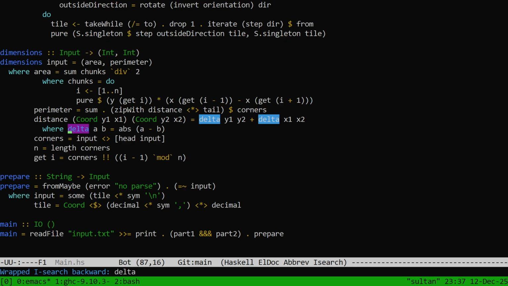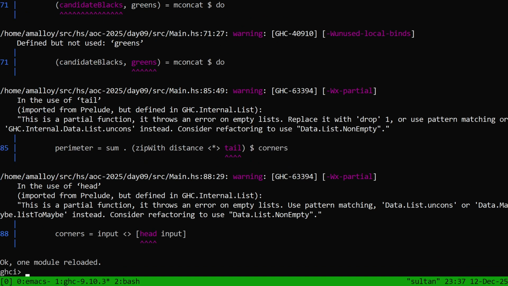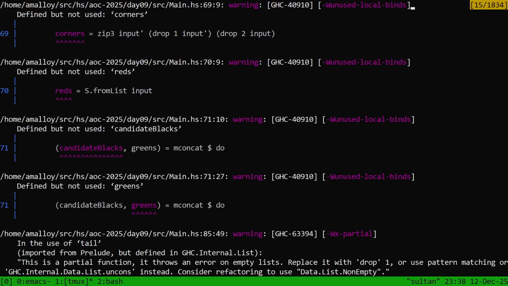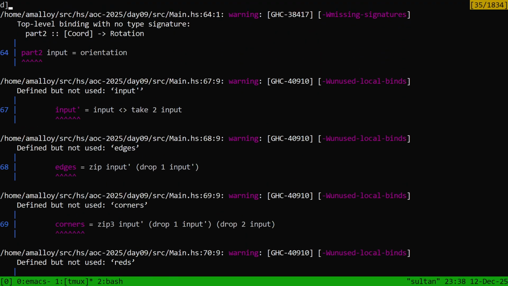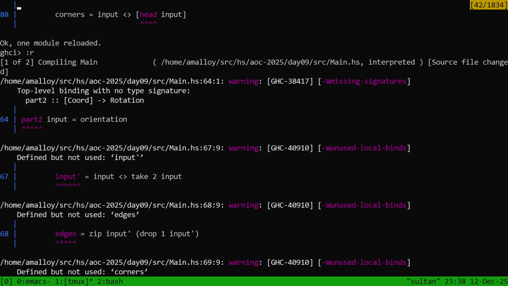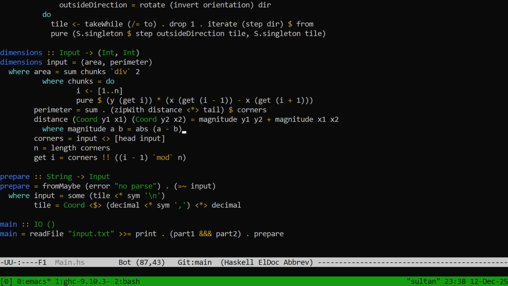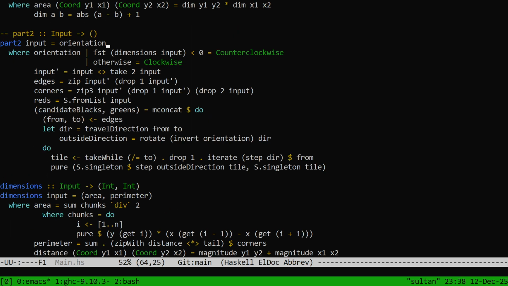I could call this something else, I suppose. Call this magnitude. Bunch of things I don't use, which is fine. It's as desired in a way. So let's say then that part 2 just returns greens.